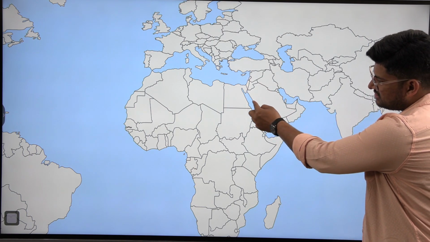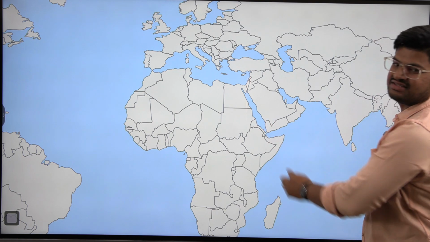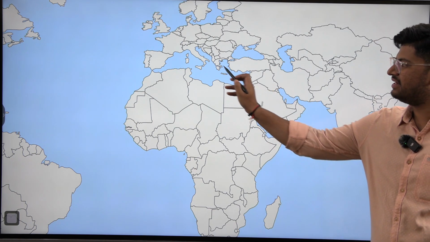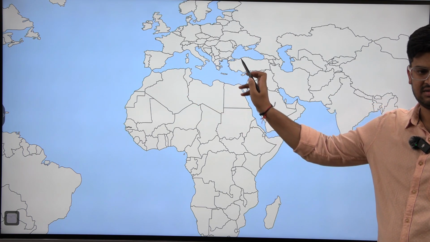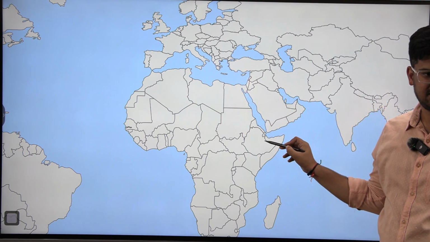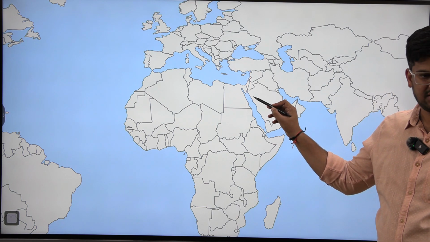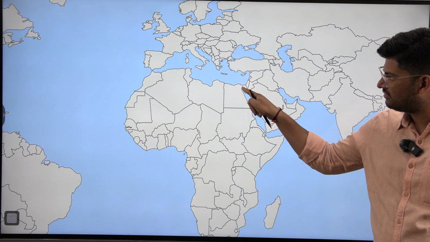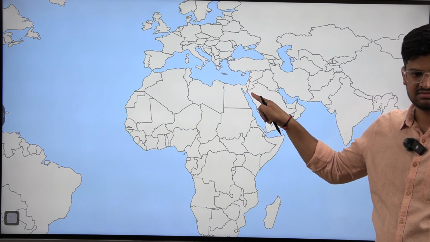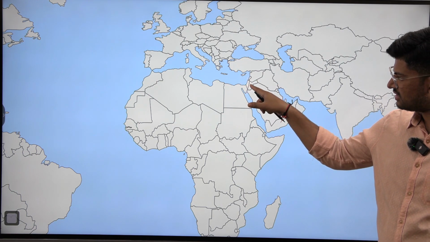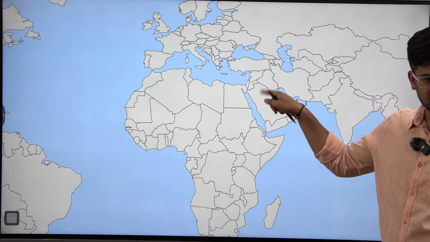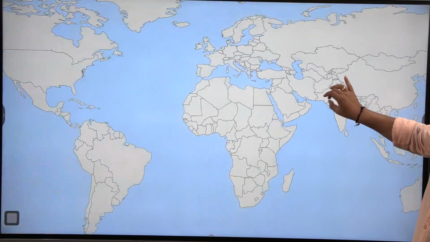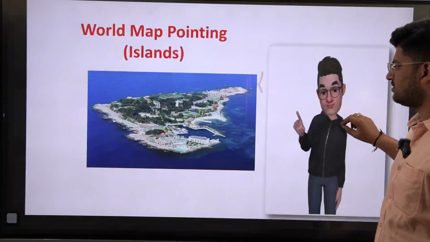And what is this water body here? This is Red Sea. North part is Mediterranean Sea. This is Red Sea. See, this is Gulf of Suez. Okay. So it is connected to only one part of land and covered by water on all three sides. So it is also a peninsula. So Sinai Peninsula, very much important for us.